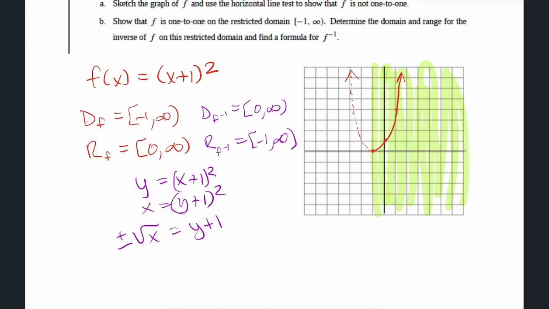Did we use the plus? Did we use the minus? If we use this side of our parabola, you pick the minus. If you choose the positive portion of your parabola, you choose the plus. So now let's rewrite it so we just have the positive. And then we're going to move that 1 to the other side. So we get the square root of x minus 1. So that's our inverse.